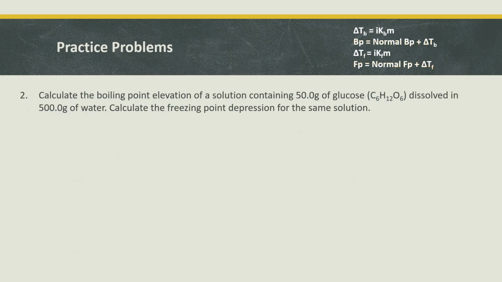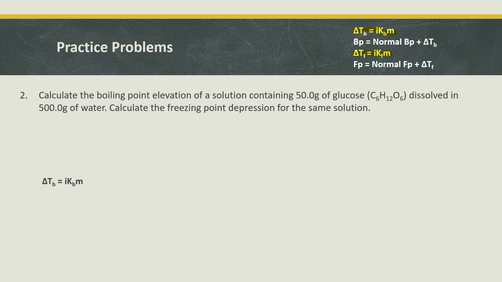All right, practice problem number 2 here. It says calculate the boiling point elevation of a solution containing 50 grams of glucose dissolved in 500 grams of water. Calculate the freezing point depression for the same solution. So for this problem, what we're looking for is the boiling point elevation, which is this top equation, and the freezing point depression. These are the two things we're really looking for, so I don't need the other two equations for right now. So the first thing I'm going to do is write down my equation.